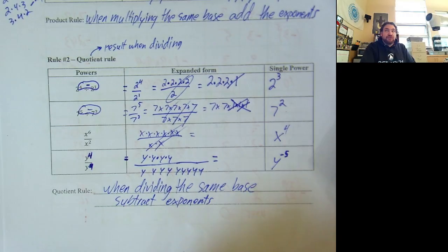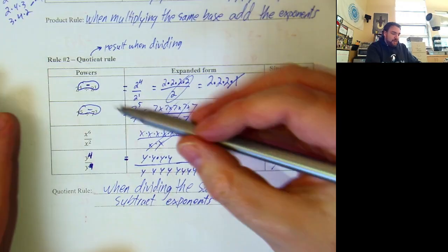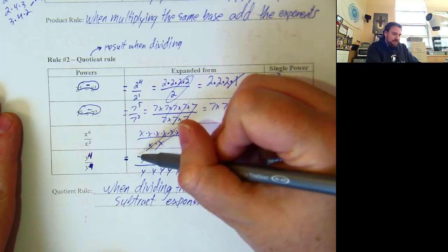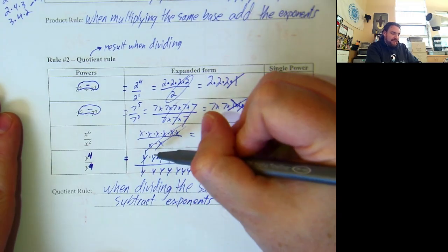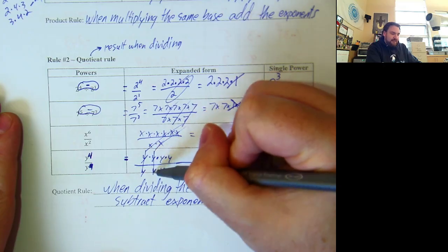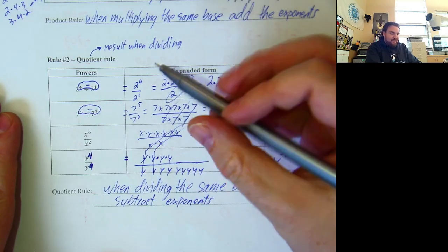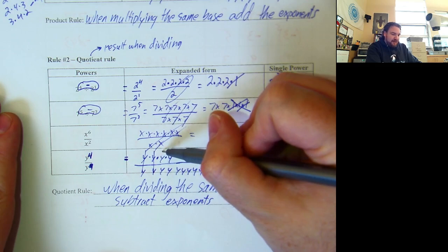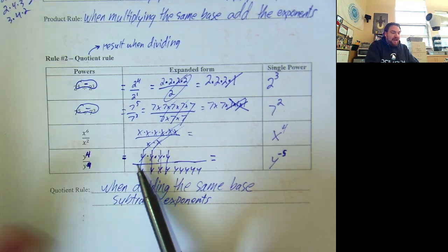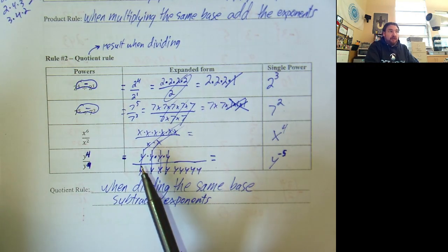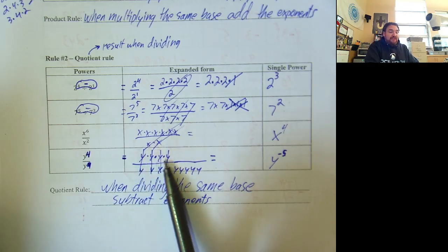Okay. So what happens? Y divided by y? 1. Y divided by y? 1. Y divided by y? 1. So, and I don't want to just say cancel. I want to recognize what it is. It's 1. So now what do I have left here in the numerator?